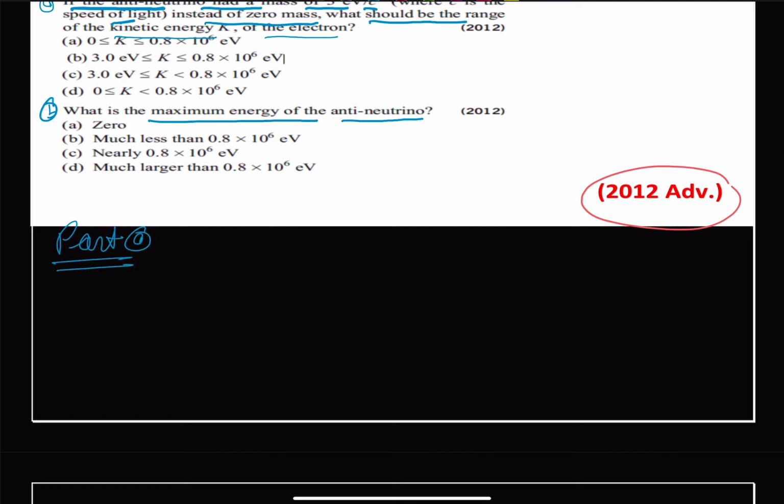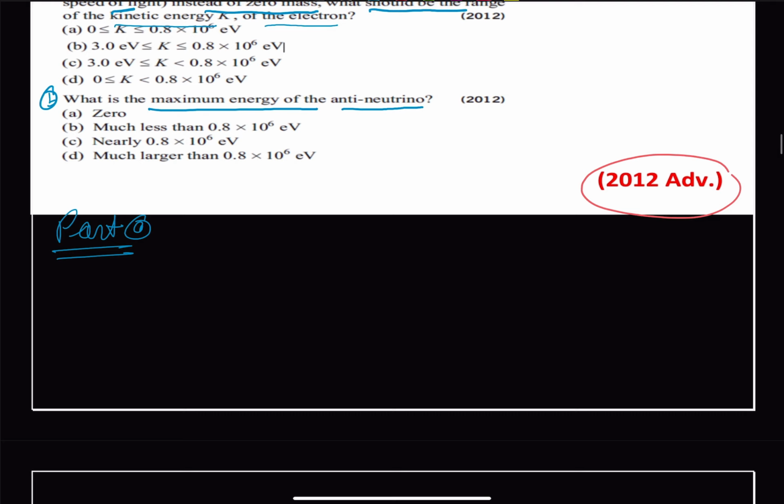And we know that the Q value can be calculated as the kinetic energy of the proton, the kinetic energy of the beta negative, as well as the kinetic energy of the electron. Initially, it is given that the kinetic energy is minimum. Okay, so we start from the formula.